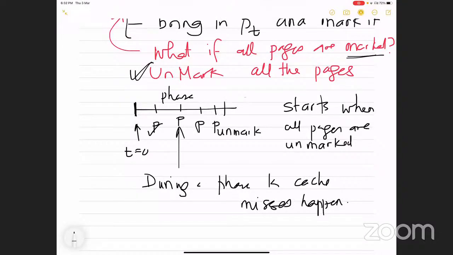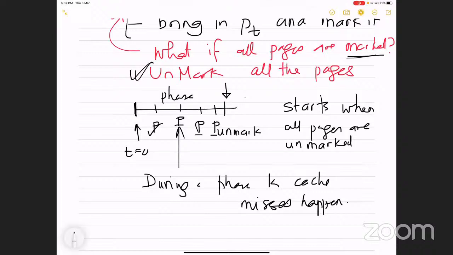For all subsequent accesses, it will never get evicted again. Why? Because each subsequent access to this page P will be marked, and so it cannot be evicted, because by policy you have to evict only an unmarked page. And I will always have an unmarked page because that's the definition of my phase. This is the next time when everything is getting unmarked. So prior to that, you will always have somebody who will be unmarked.